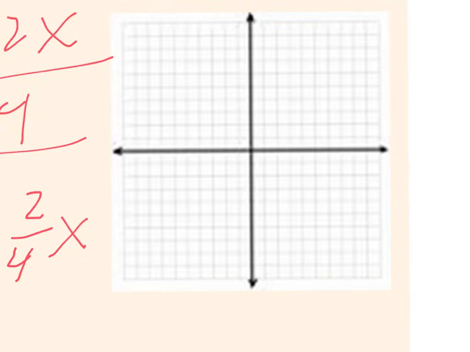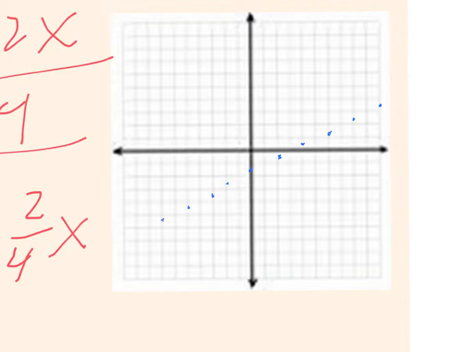A -1.5 is about right there. Notice I'm going up 1 over 2, and if I continue to plot these points correctly, they'll form a line, obviously. If I do something incorrectly, they won't. One of the points will stand out.